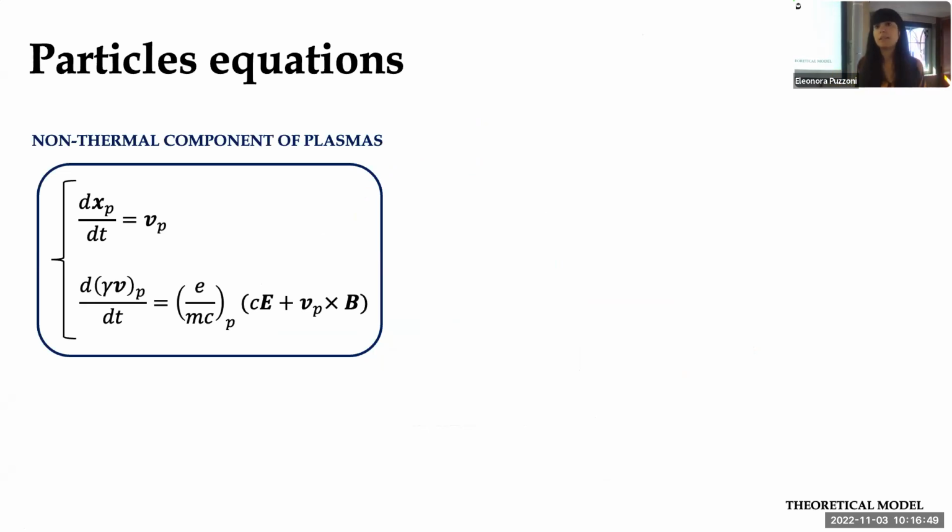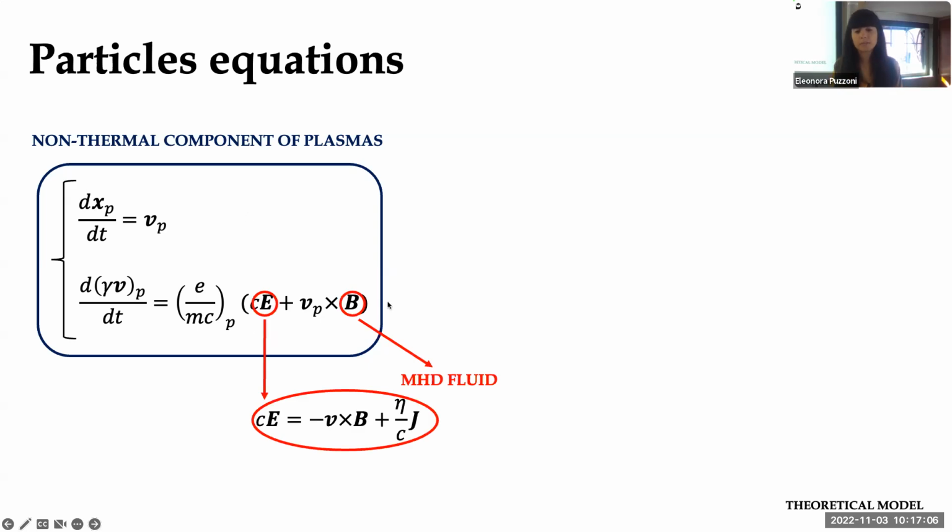The MHD model describes the thermal components of a plasma, but we know that plasmas are also composed of a non-thermal component represented by charged particles. So we have to insert in our model the particle equation of motion. Particles follow the electromagnetic field of the MHD fluid, and as I said before, the electric field is composed of two terms. However, which of the two terms dominates in accelerating particles is to date still under debate.